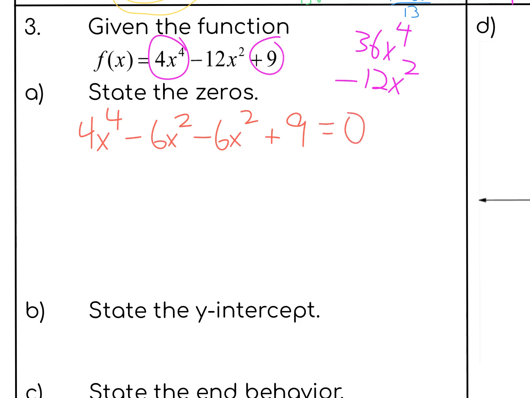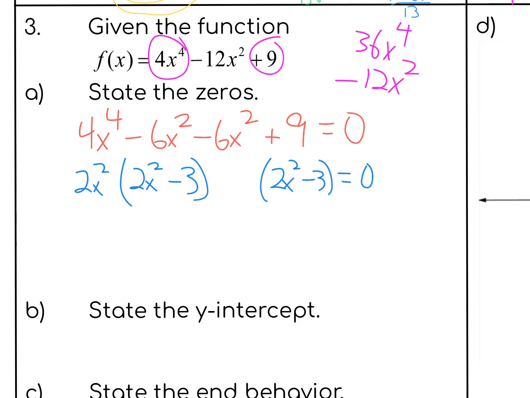This is technically equal to 0. Factor out a 2x squared. I'm left with 2x squared minus 3. I'm hoping for a 2x squared minus 3. Let's see if I can make that happen. If I put a 3 there, that is negative. When I distribute that back in, that would make -6x squared plus 9, so that works. So I got 2x squared minus 3, and I'll also have 2x squared minus 3, so I have them twice. That equals 0.